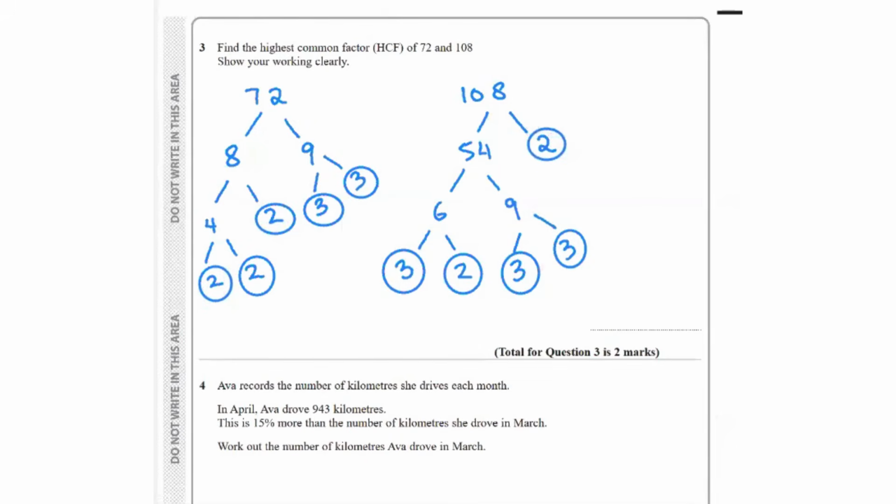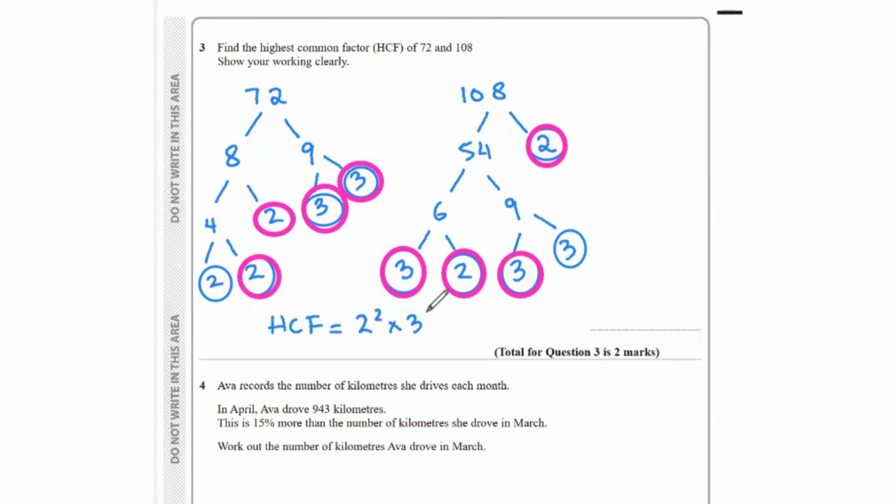So now you have to highlight the ones that are common between both 72 and 108. So for that, we have a 3, another 3, we have a 2, another 2, another 2. So as you can see, the HCF is going to be 2 squared times 3 squared, which is 4 times 9, and that's 36. That's your answer.